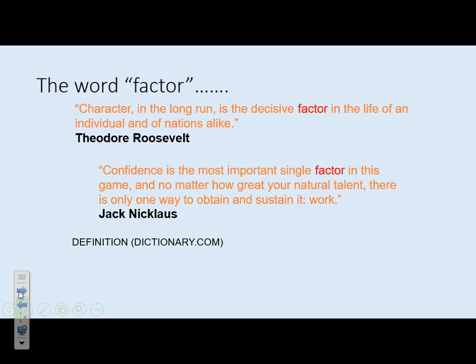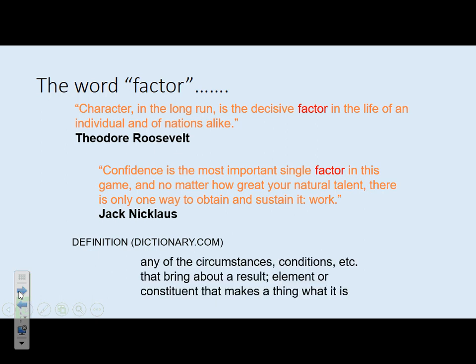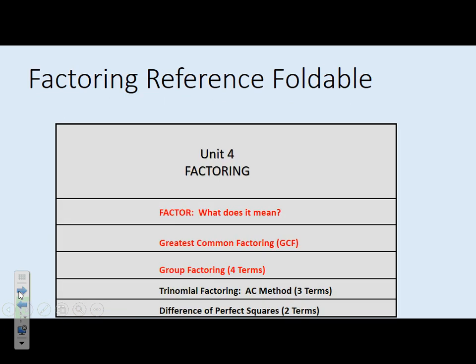Definition by dictionary.com of what a factor is: any of the characteristics, conditions, etc. that bring a result, element, or constant, that make a thing what it is. Okay, so none of this needs to be written down, you guys. We're just getting a better picture of what a factor is. Now comes all the writing. Here we go. I need your beautiful, beautiful factoring foldable out so we can start getting to work on this.